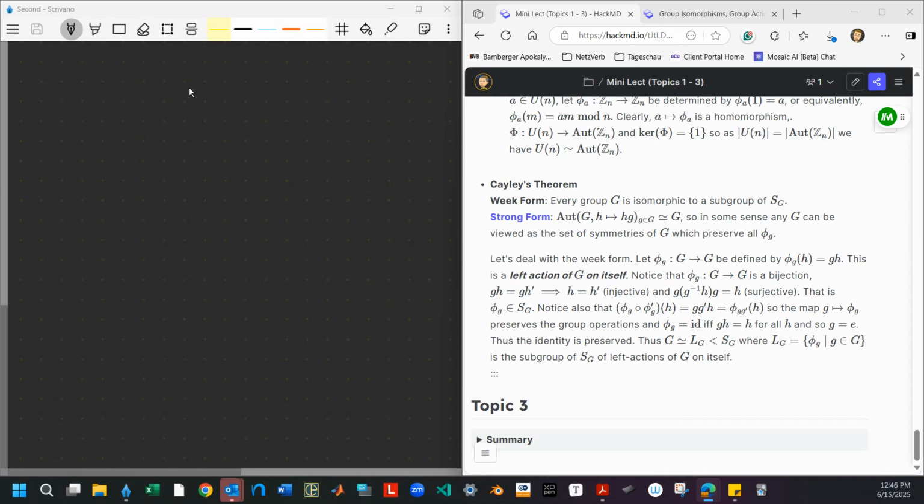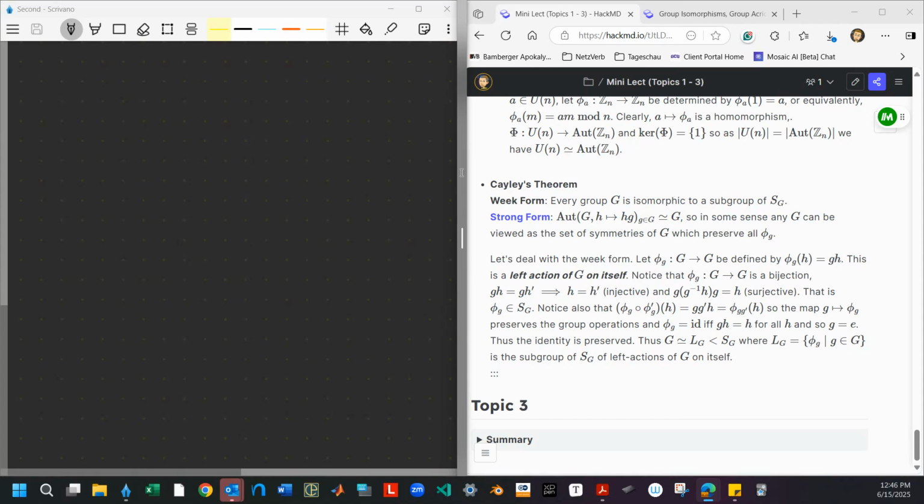The strong form, I'll just say what it says. It basically says that to every group G, we can find a structure whose automorphism group, which basically means the group of symmetries, right? So you move things around, but it looks exactly the same, is exactly isomorphic to G, all right? So that's a theorem, which is interesting. So that's kind of the strong form of Cayley's theorem.